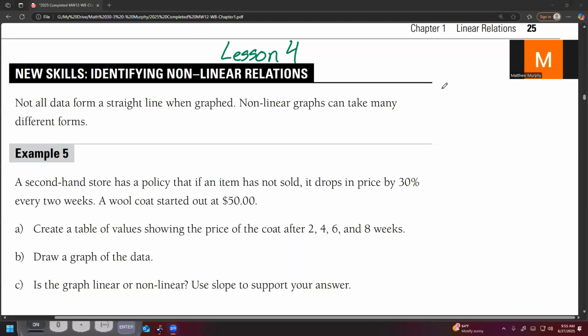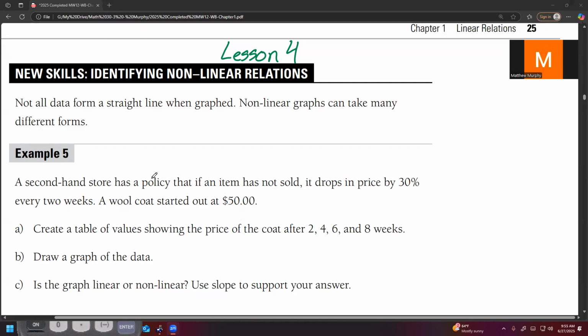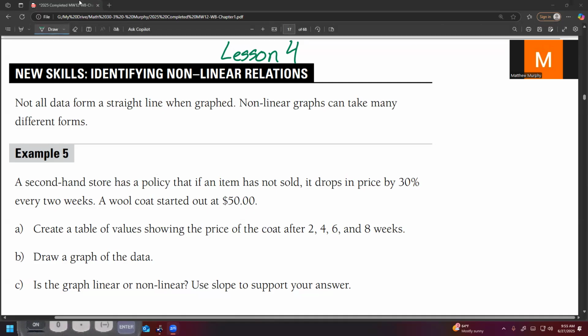Okay, this is lesson 4 in linear relations, and we will be working on identifying non-linear relations. So not all data form a straight line when graphed. Therefore, nonlinear graphs can take many different forms. What you're going to be seeing is curved lines.